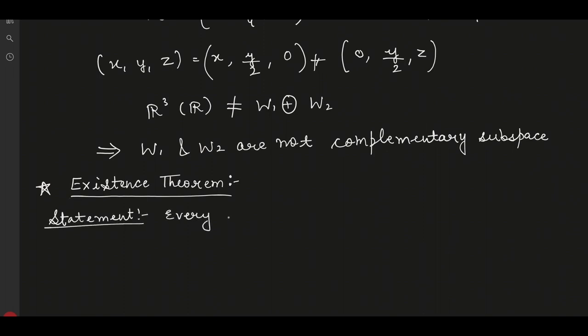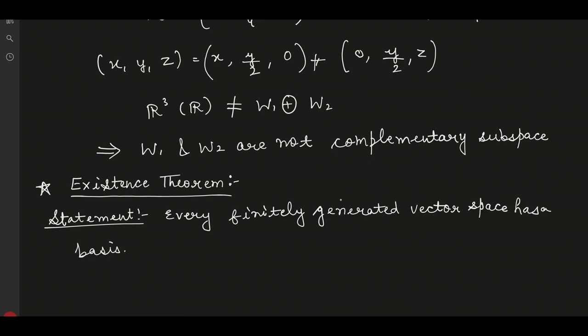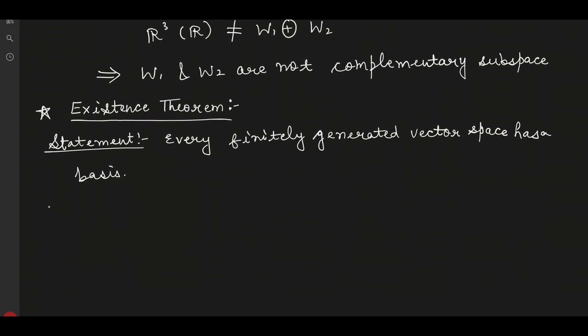Every finitely generated vector space has a basis. Means if I have a finitely generated vector space, firstly its dimension should be finite, then it has a basis. And the second one is the extension theorem.